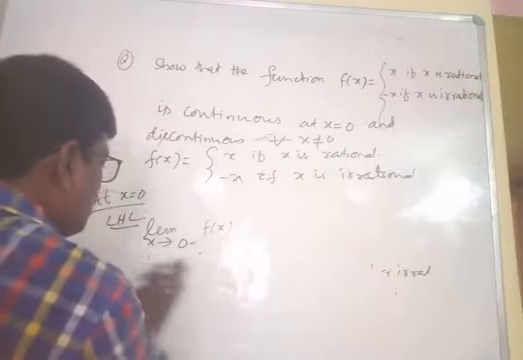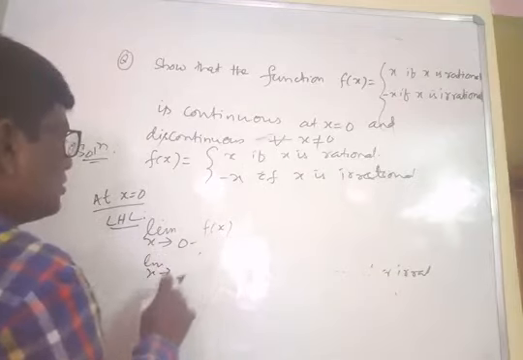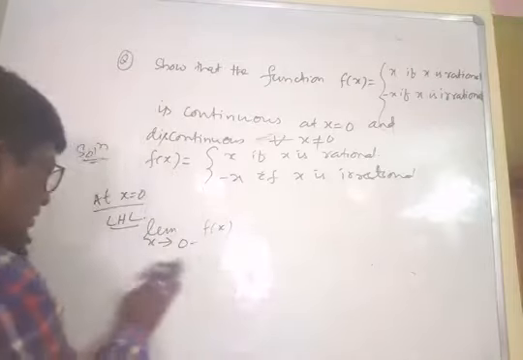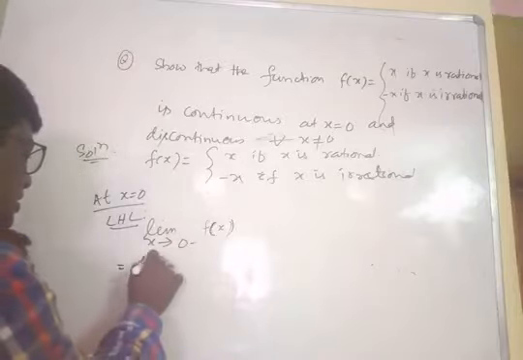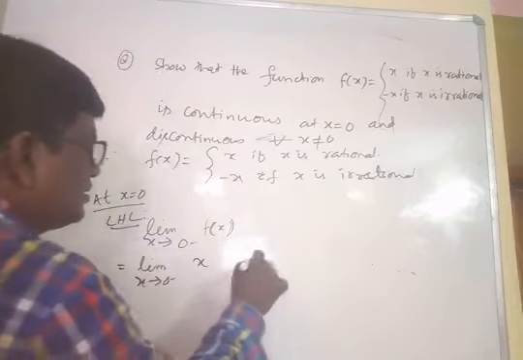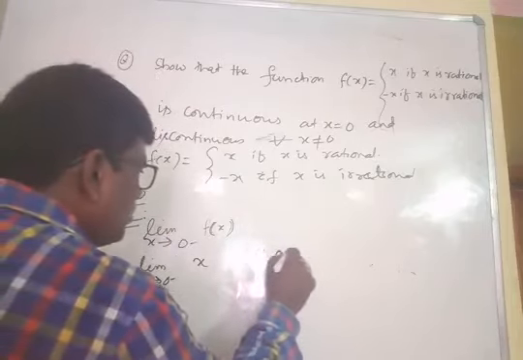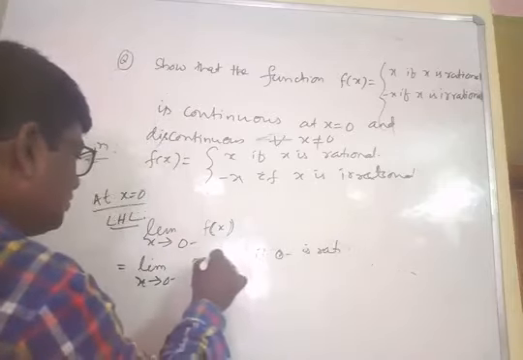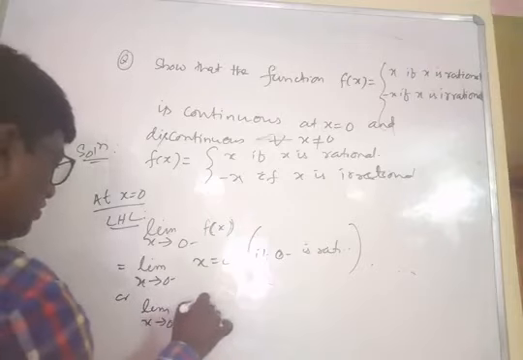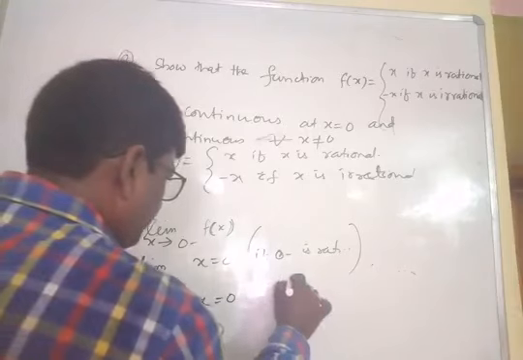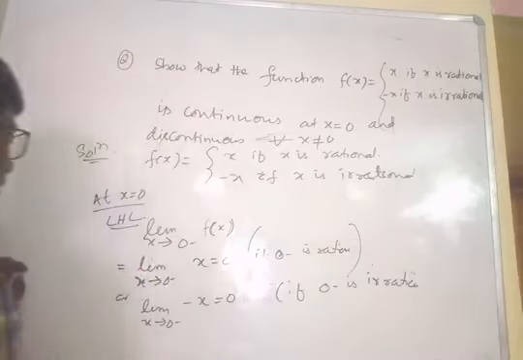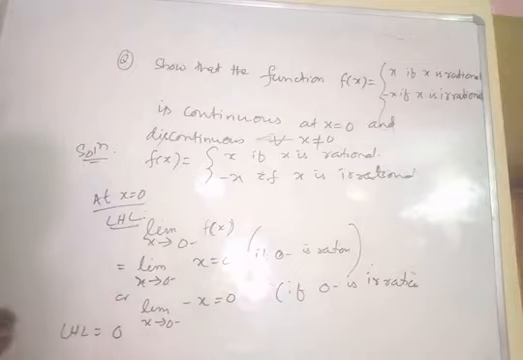We can write limit x tends to 0 minus of f of x as x if 0 minus is rational, so the answer is 0. Similarly, it is limit x tends to 0 minus of minus x, which is 0 if 0 minus is irrational. So the left hand limit is equal to 0.